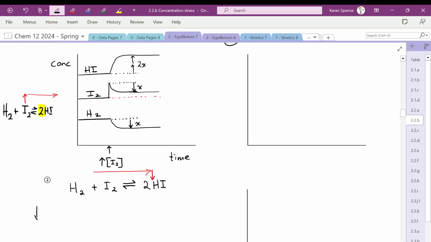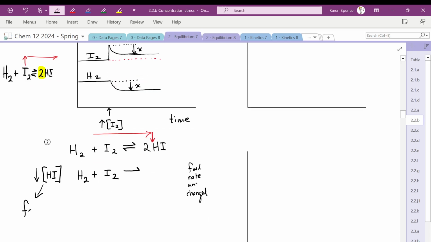Away from an increase in concentration, towards a decrease in concentration. If we decrease the concentration of HI, what happens to our forward rate? No change. So it stays the same. Forward rate is unchanged. What happens to our reverse rate? Because we have less HI, we have fewer collisions, and therefore the rate will be slower.